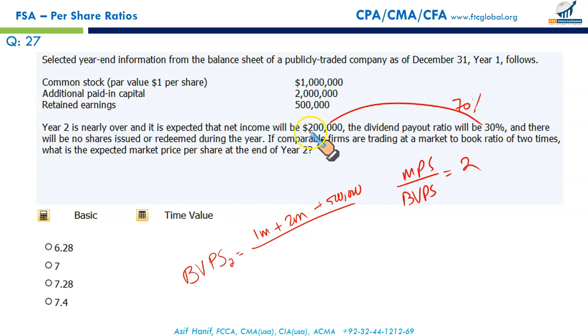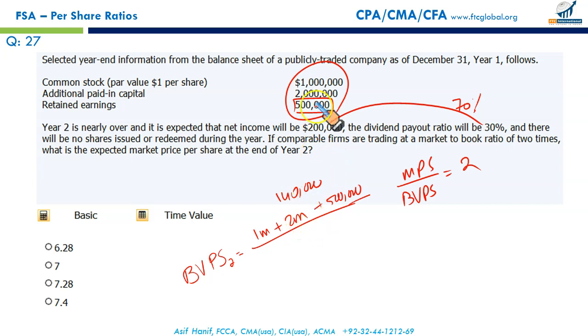This is important. Net income, 30% will be paid out as dividend, 70% would remain as retained profit for the period as an addition to the existing retained earnings. So it's going to be $140,000. So this is the numerator. This is the equity at the end of year 2. Everything is here, but you just added 70% of your current year's earning as an addition to your equity.